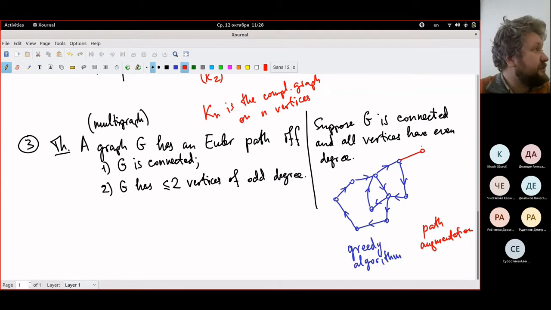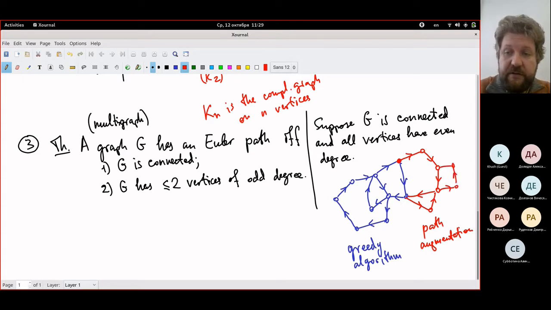We know that this was not traversed. And then let's traverse it. Let's go again, apply the greedy algorithm starting from this point. It could, by the way, go like this, could go like this, could go like this. What would happen? It would return to the original point, right? So we augmented our green cycle by the red cycle, right?